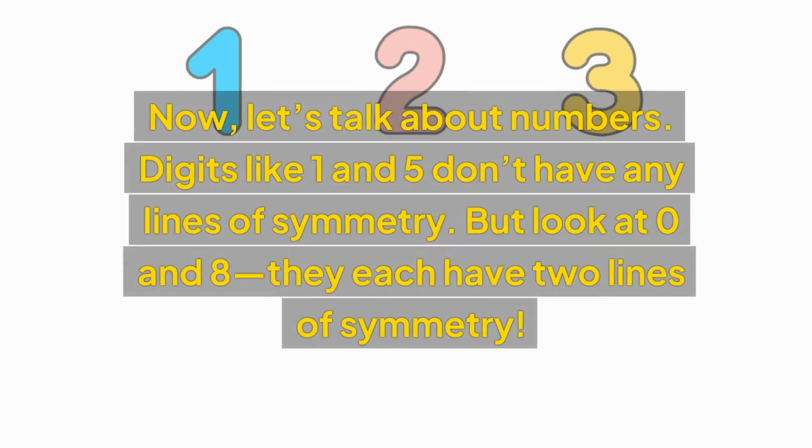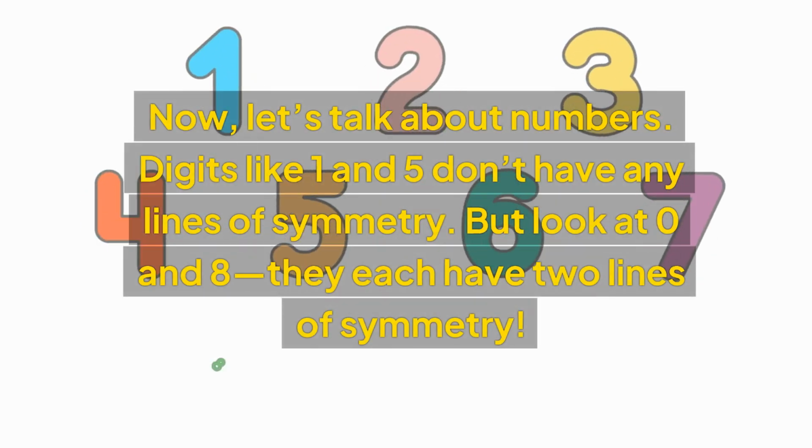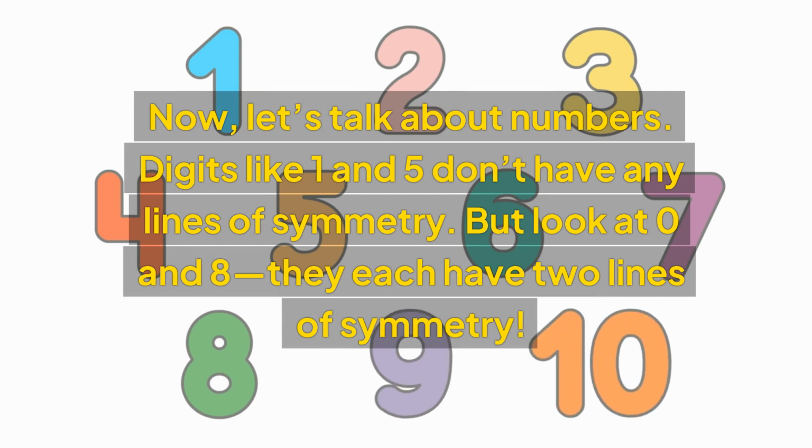Now, let's talk about numbers. Digits like 1 and 5 don't have any lines of symmetry. But look at 0 and 8, they each have two lines of symmetry.